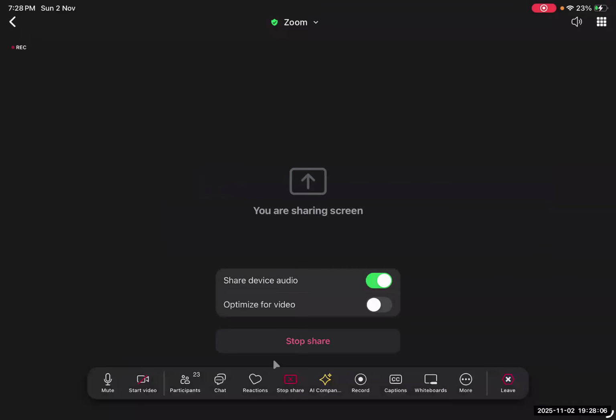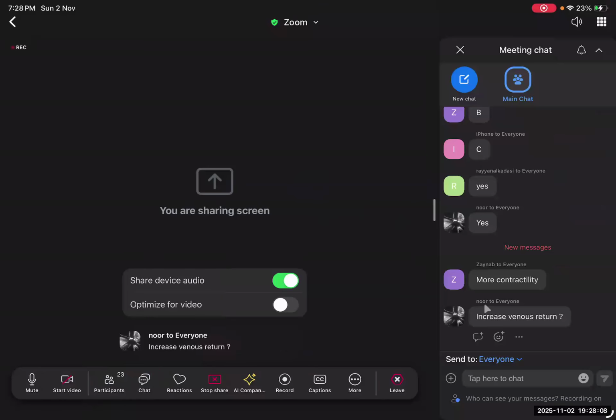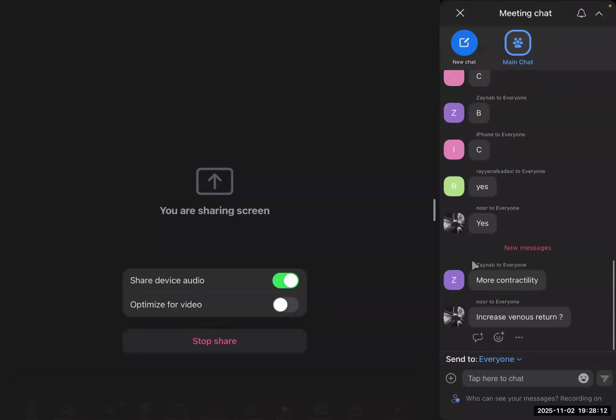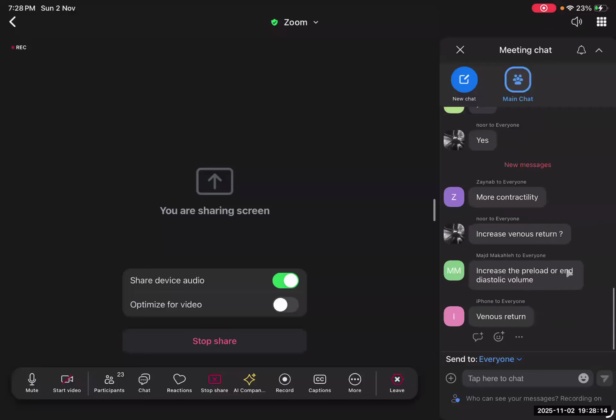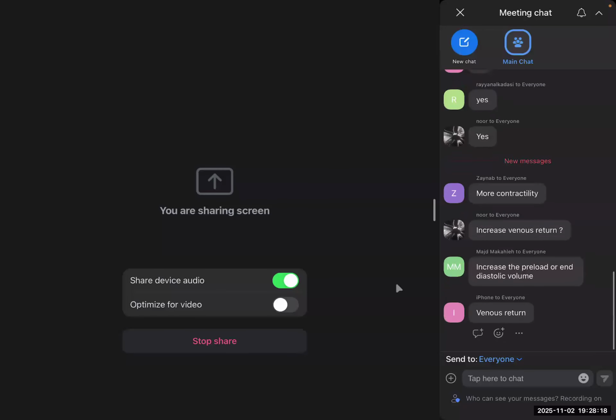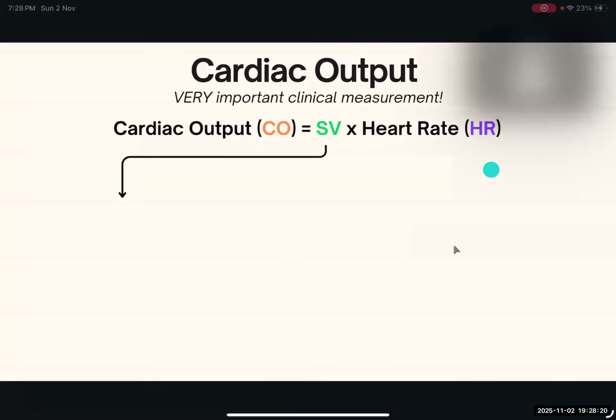Increase venous return. More contractility. Okay, mashallah, you guys are on top of it. Increase the preload or end diastolic volume. Okay, fantastic, mashallah. So you guys are correct.